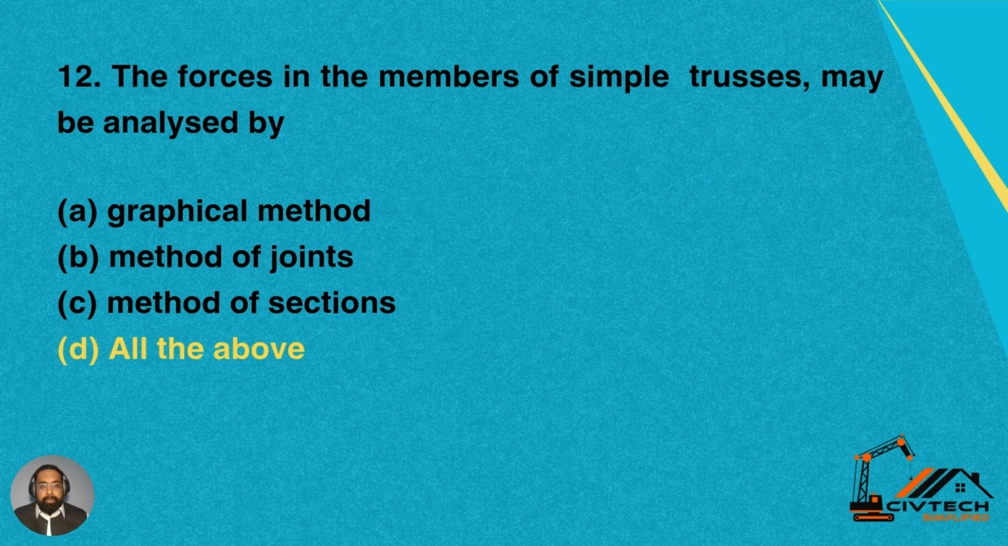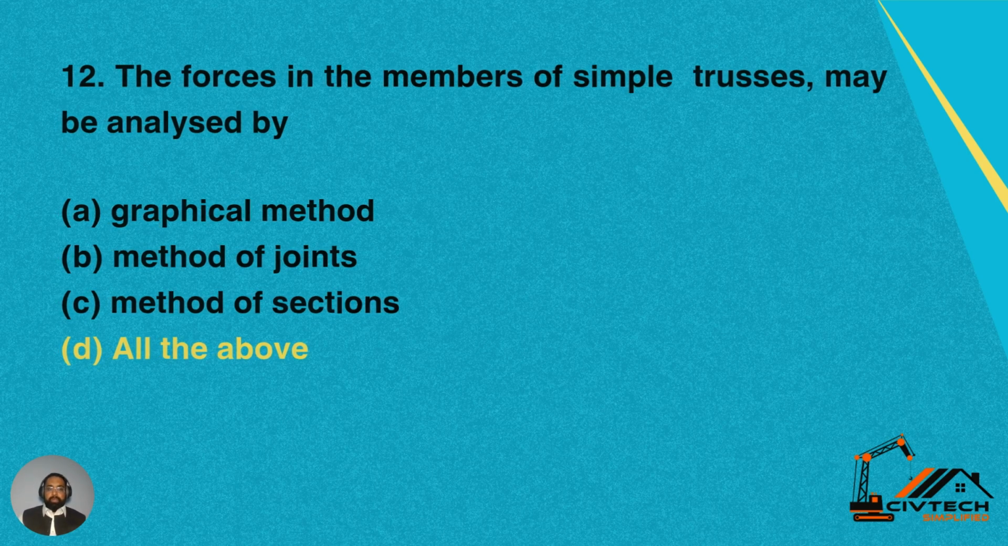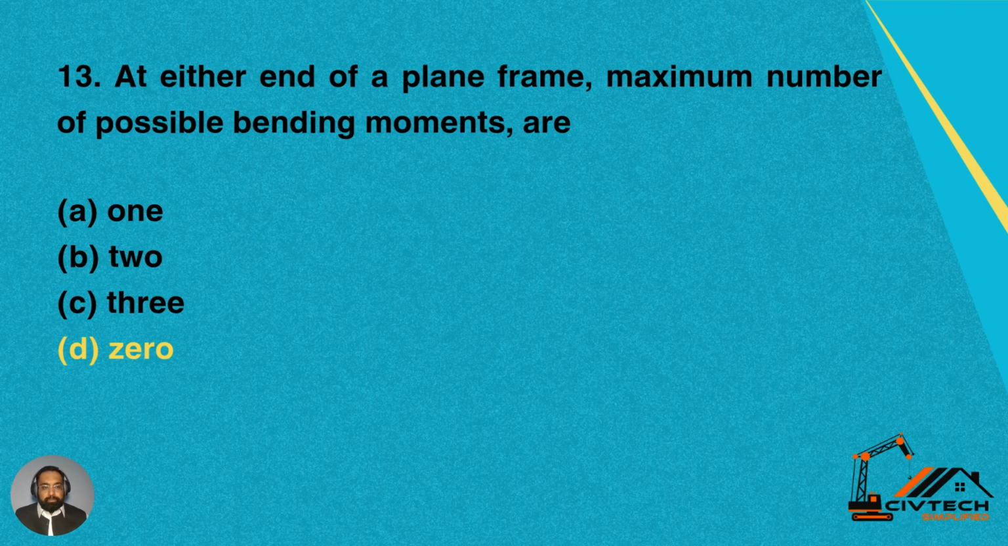Question 12. The forces in the members of simple trusses may be analyzed by. What are the methods to analyze the trusses? Option A, graphical method. Option B, method of joints. Option C, method of sections. So all these methods are used for analysis of the trusses. So D is the correct option, which is all of the above.